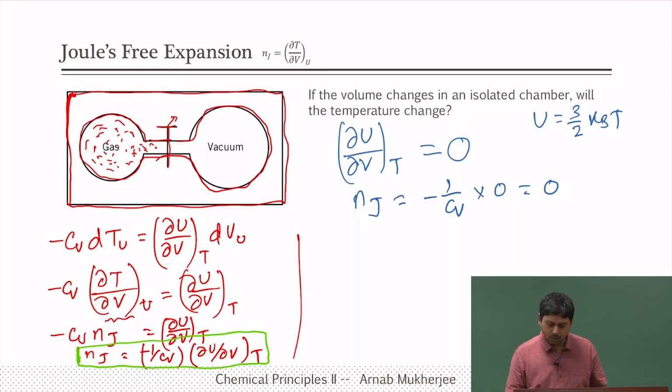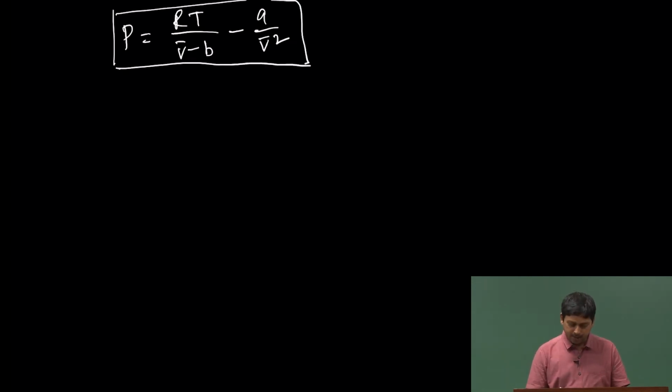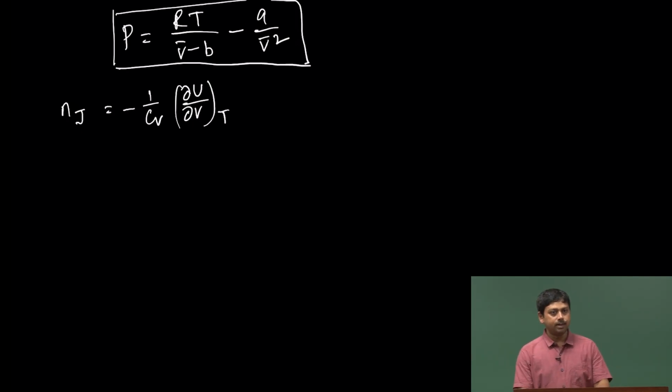So, if we want to understand that, let us try to take an easier example, which is a van der Waals gas. P equal to RT by V minus B minus A by V square, we know that. So, let us keep this equation of state in mind and try to calculate the quantity that is required to calculate the Joule's coefficient. We derived Joule's coefficient Nj as minus 1 by Cv del U by del V at a constant T. So, this is what we are going to calculate.